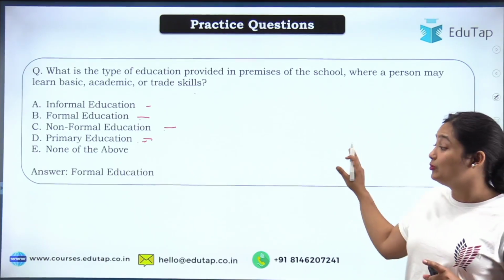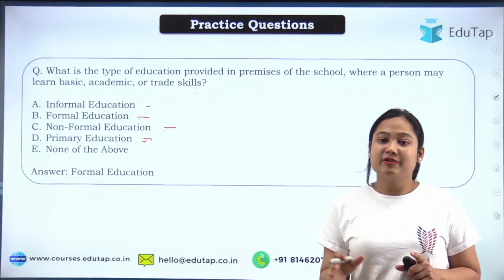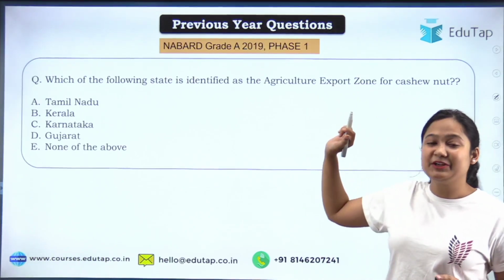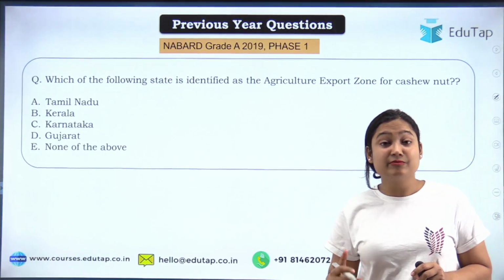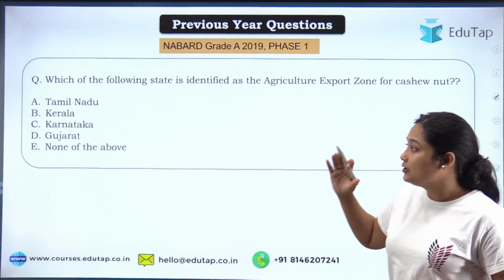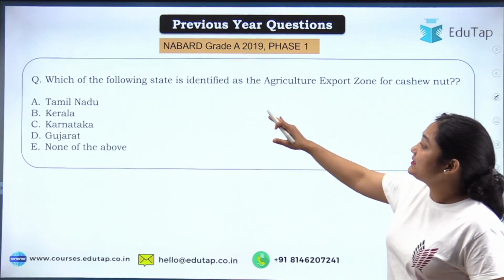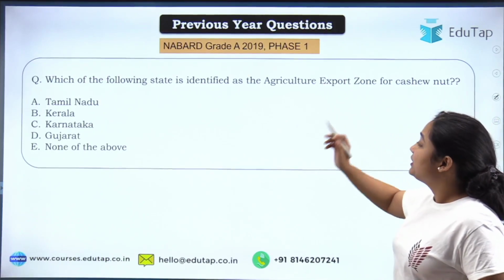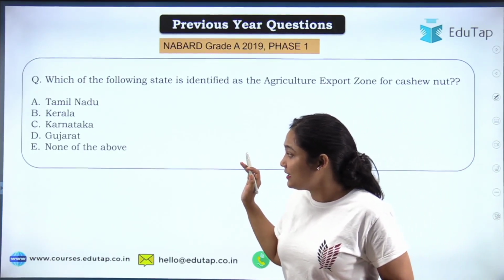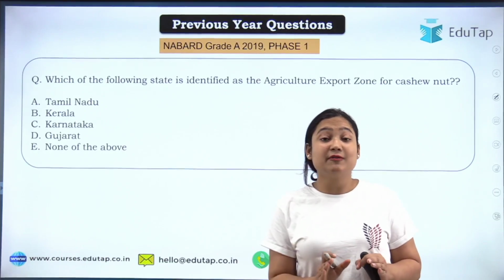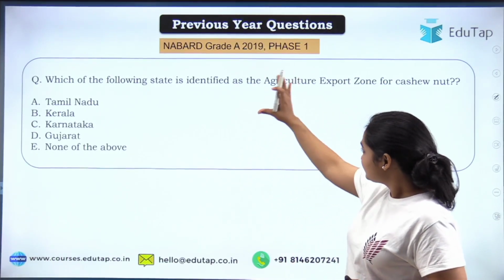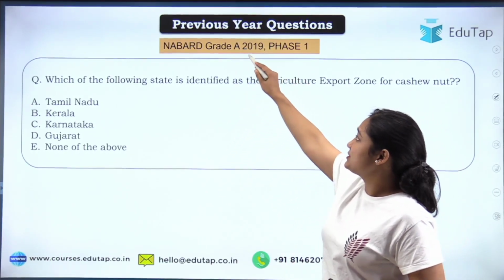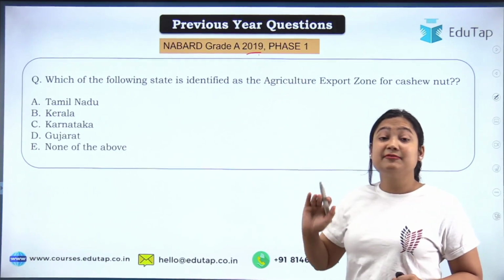Now moving to today's topic. First of all, we will discuss the PYQ. What kind of question can come from agriculture economics? Your question is, which of the following states is identified as an agriculture export zone for cashew nut? Your options are Tamil Nadu, Kerala, Karnataka, Gujarat or none of the above. See, it's quite direct, quite an easy question, and it was there in the 2019 exam in phase 1.